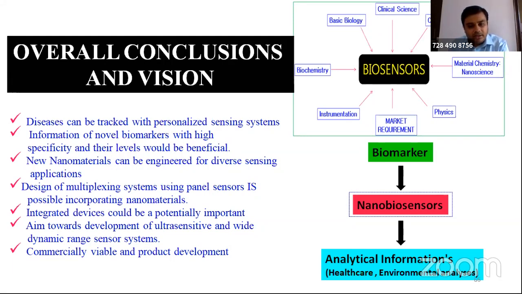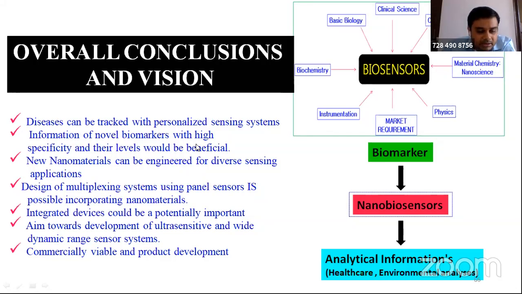So this is the overall conclusion, and the conclusion with respect to the biosensor is that you need to have knowledge of various backgrounds: biochemistry, instrumentation, basic biology, clinical science, chemistry, nano engineering, and so on. And most important, you need to know the market requirement. What is the market requirement? If the market doesn't require the sensor X, you need not develop that sensor X, right?